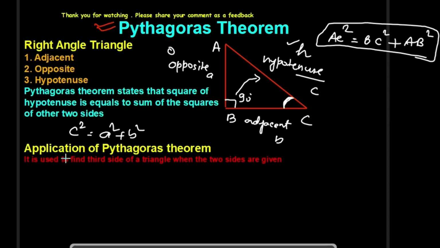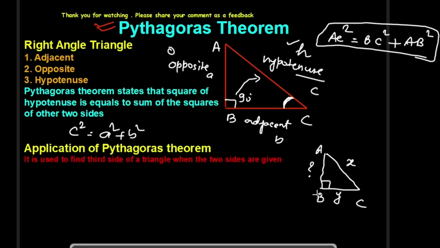Now where can we use the application of the Pythagoras theorem? It is used to find the third side of a triangle when any two sides of the triangle are given. If in a question, suppose I take one example with A, B and C, this is the angle at B, this value is X, this value is Y, and they are asking what is the value of this one, right?